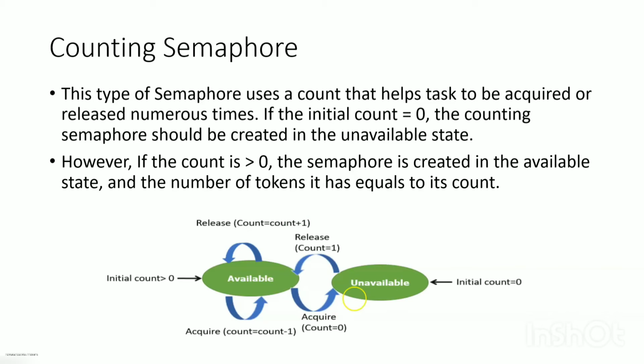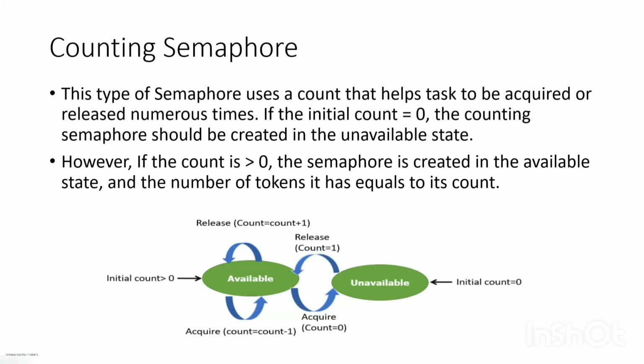Just like that, the counting semaphore also has a count, and it can be accessed multiple times by multiple processes. When all the keys have been used up, it will move to the unavailable state. So this is called a counting semaphore. Initially it will be in the available state, and this accessing will keep on going till the count is equal to 0. When the count becomes 0, it will move to the unavailable state. Here also, just like a binary semaphore, if a process is accessing it, any other process can release it.